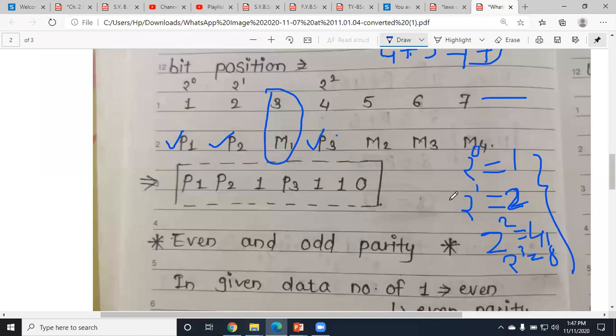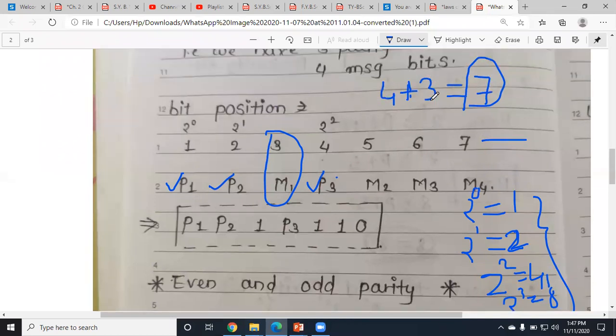After 4, which numbers do we have? 5, 6, 7. Do these numbers belong to powers of 2? No. So we cannot add our parity bit at these positions. Next is 8, but we don't have 8, right? So we have to skip it. We have only 3 parity bits, and we already have the positions of the 3 parity bits, P1, P2, P3.